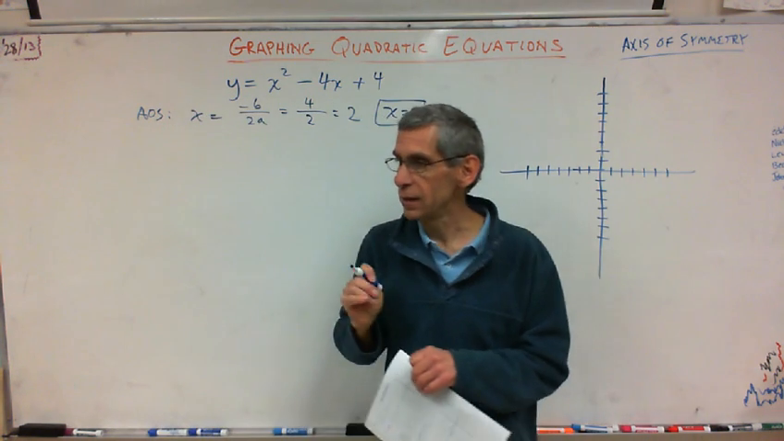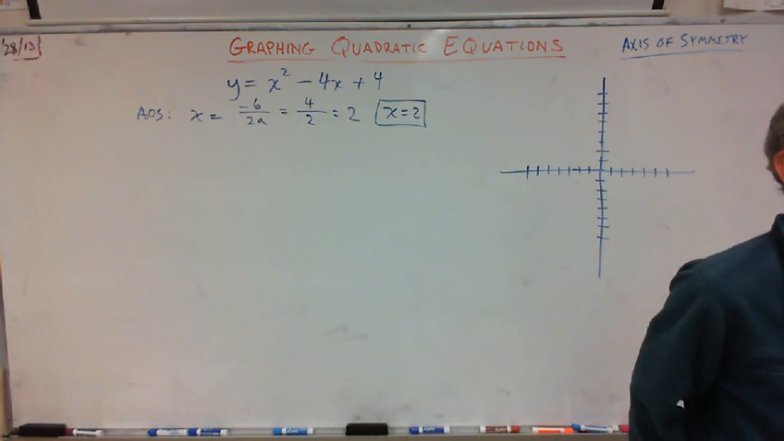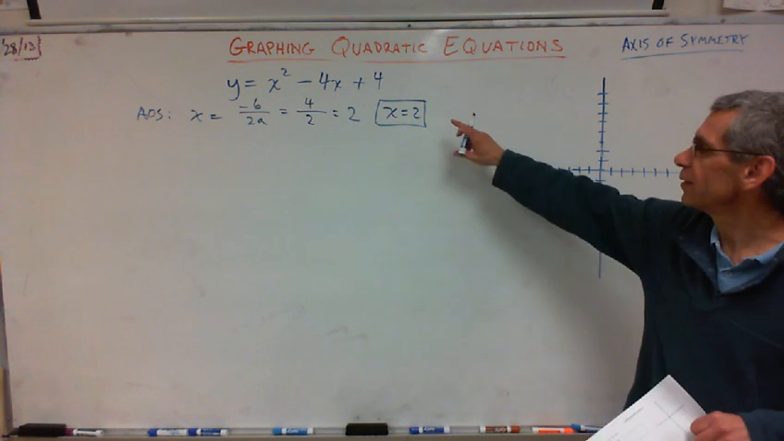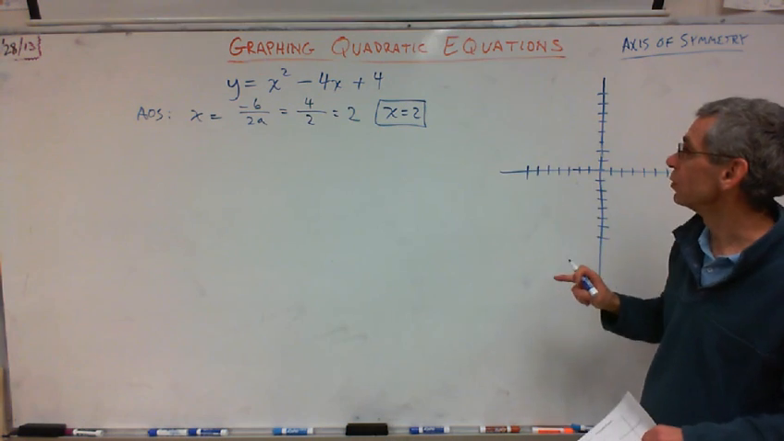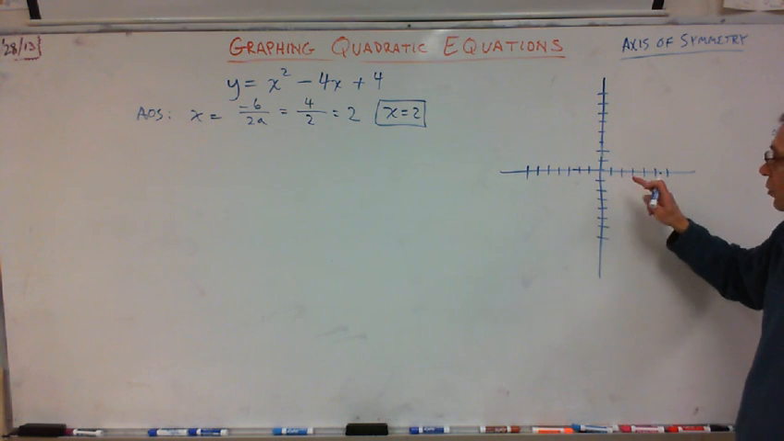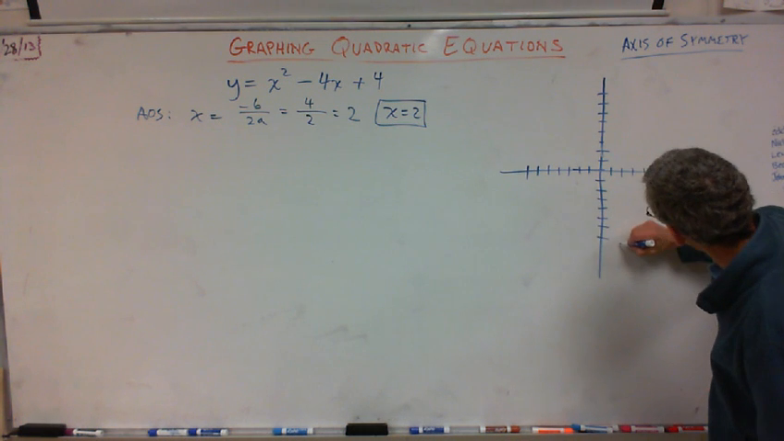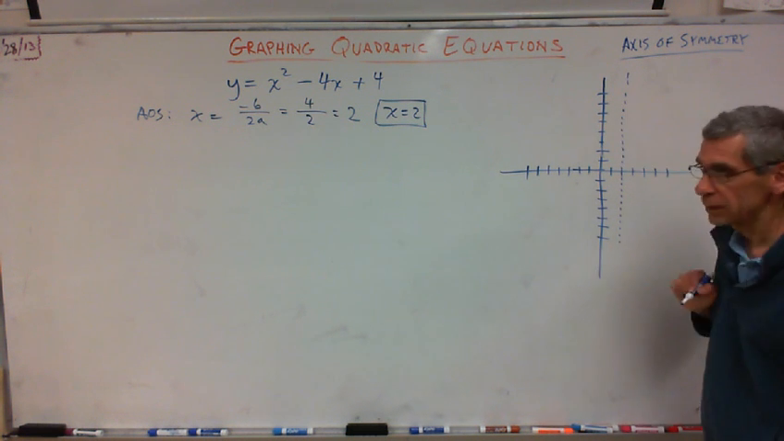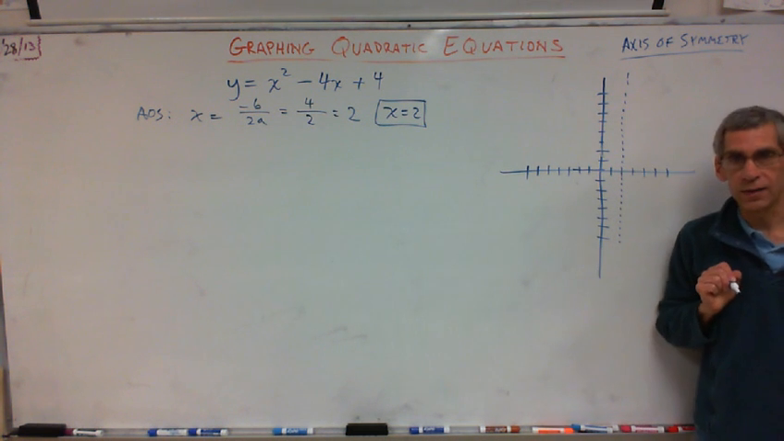Beautiful. That's easy. That's what I should have started with. I didn't, with a problem that was a little easier without the decimals. But anyways, x is equal to 2. That's my axis of symmetry. So I go over on my graph at 2, and I draw a dashed vertical line. X is 2. That's my axis of symmetry.